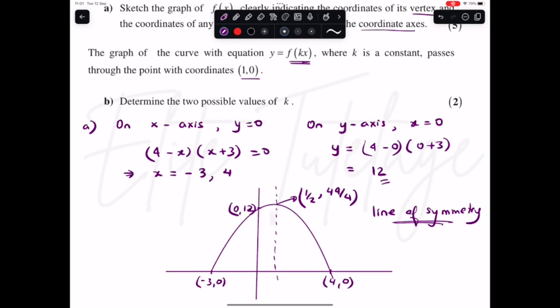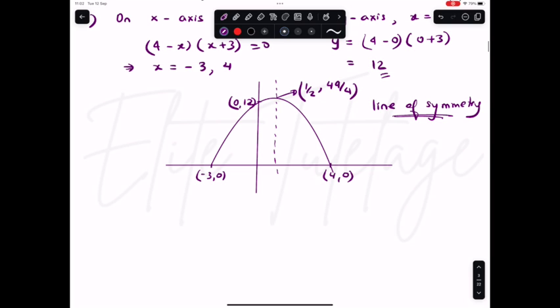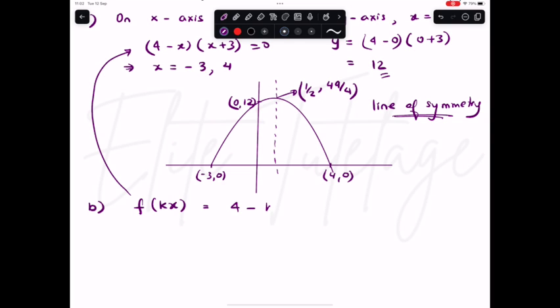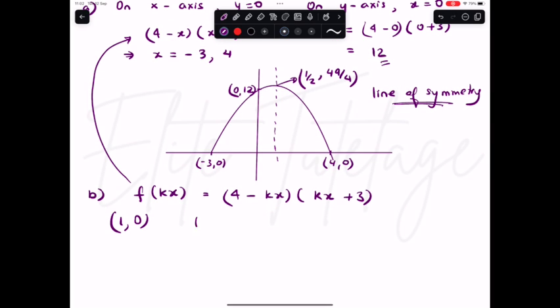So the coordinates are (1, 0). Now I'm just going to pop that into my main equation. Okay, so 4 minus kx and kx plus 3. So (1, 0) helps me out further, and I'm just going to pop them into my equation, and k turns out to be 4 and minus 3, and that's about it.